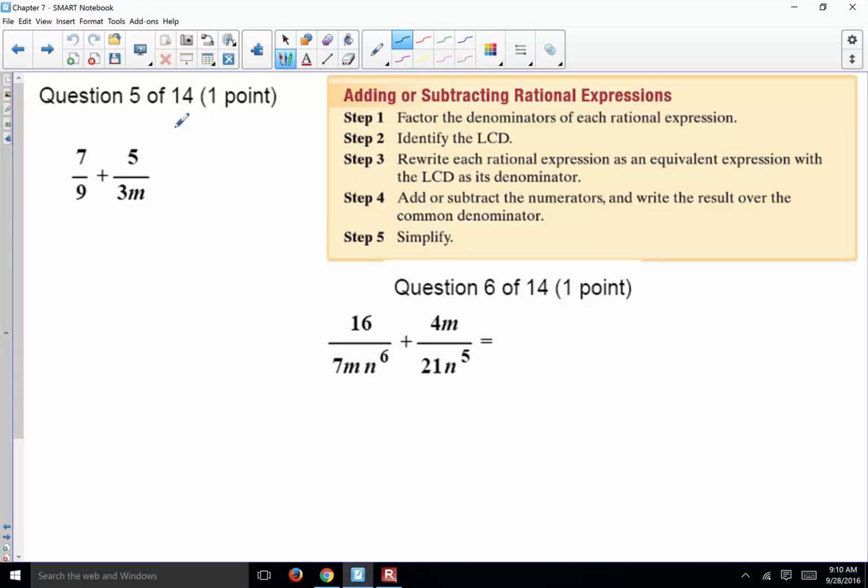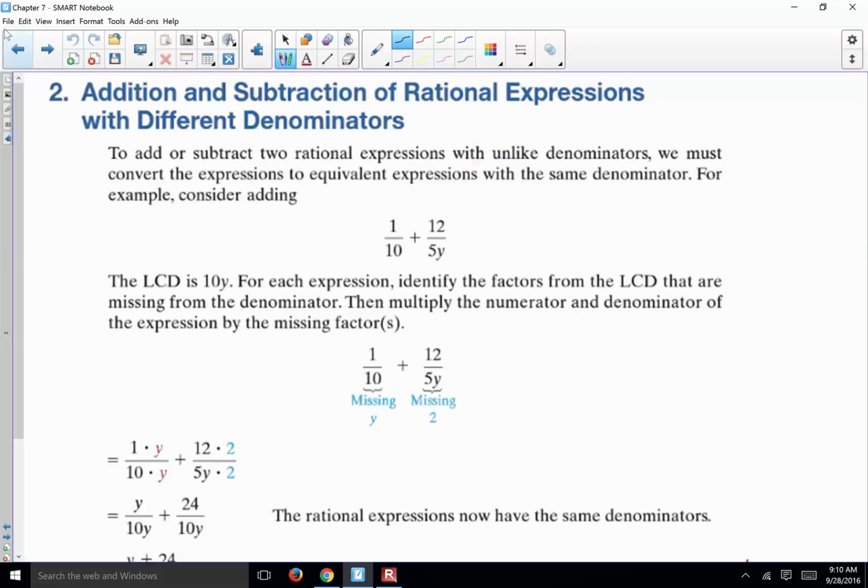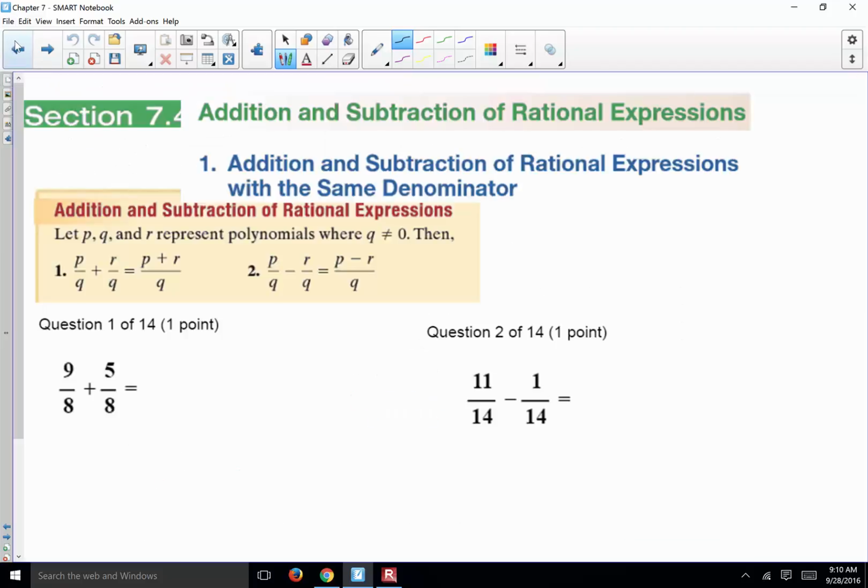Right, good morning. We're continuing adding and subtracting fractions. Rational expressions, actually. That's the technical name for it. Let's recall what we did yesterday. We started off with the easy questions. Why? Because they all had common denominators. And as you know, to be able to add and subtract rational expressions, we need to have common denominators.